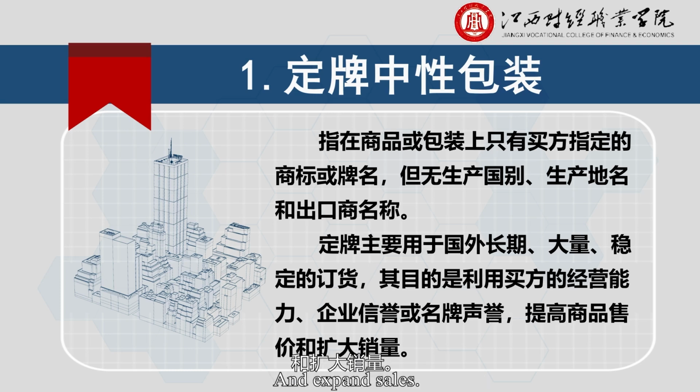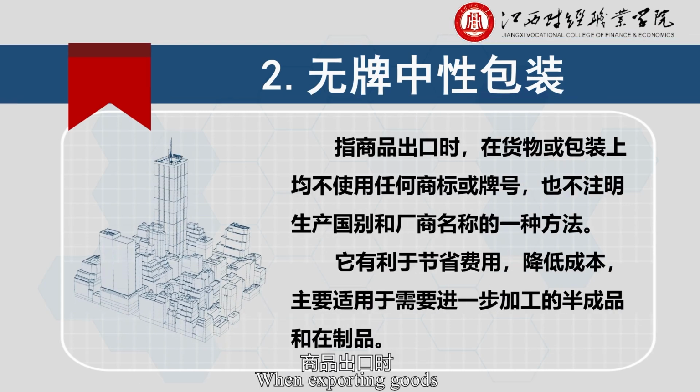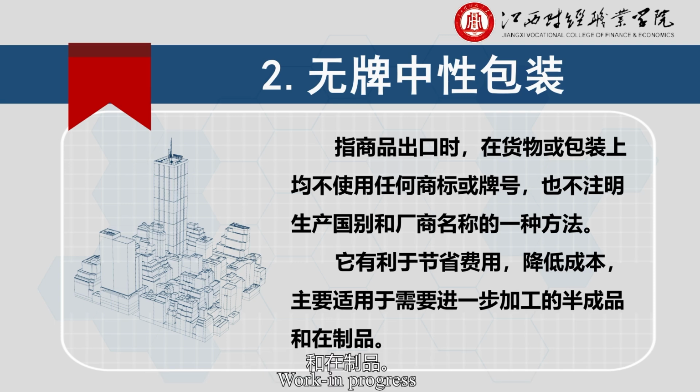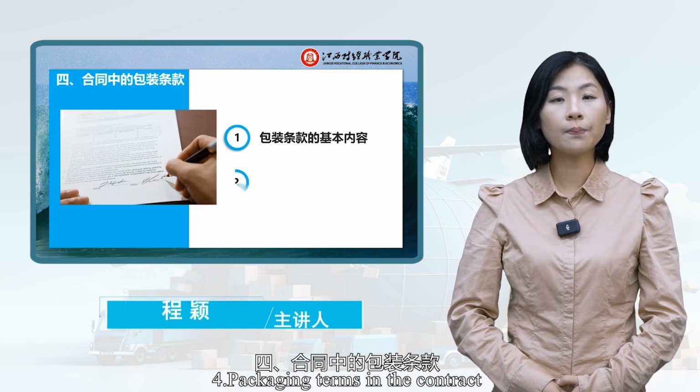to raise the selling price of goods and expand sales. Unbranded neutral packaging refers to the method where, when exporting goods, both the goods and the packages do not have any trademark or brand name, nor indicate the country of production and the manufacturer's name. It is beneficial for cost reduction, and is mainly applicable to the further processing of semi-finished products, work in progress.